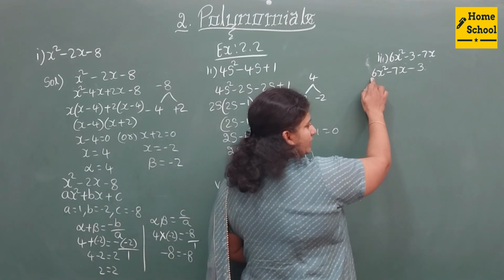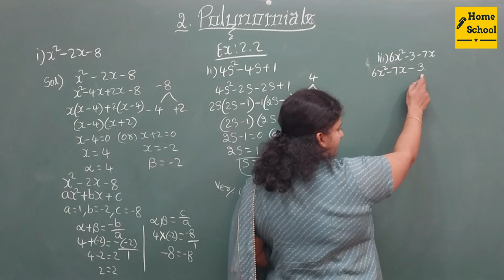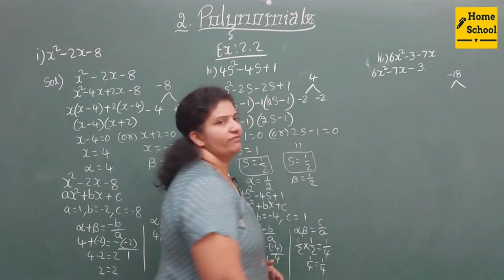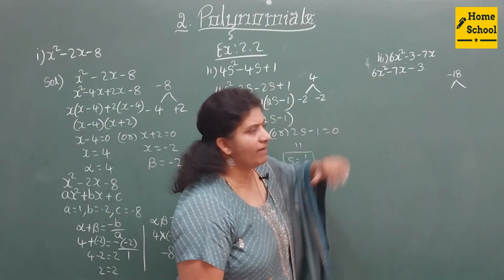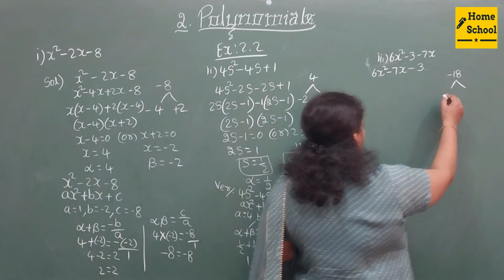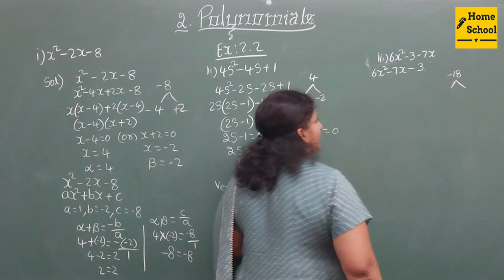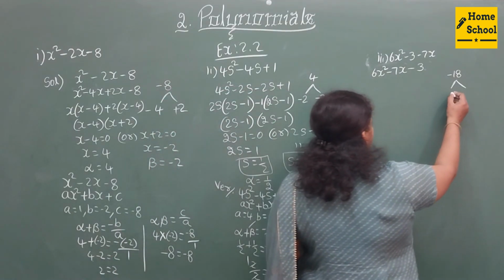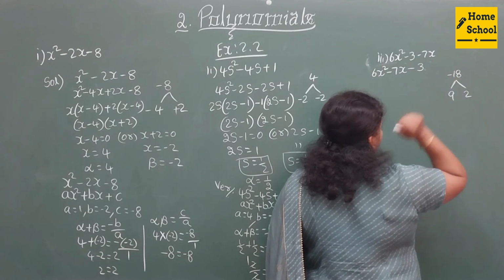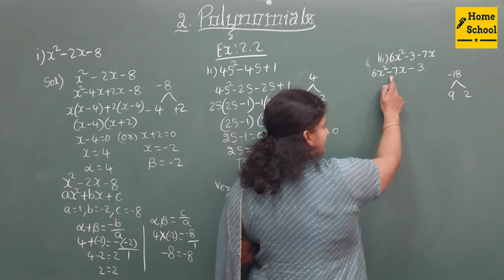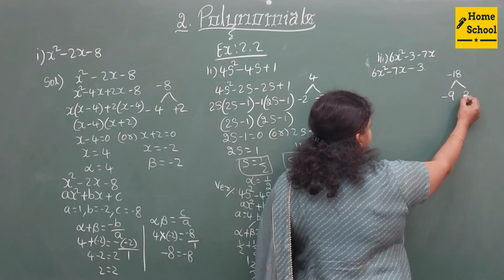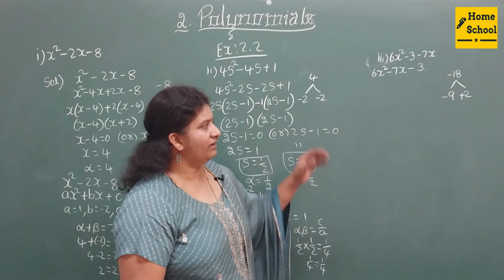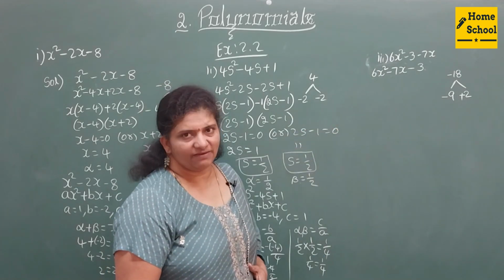Now start. What number do you have? 6 into -3, that is -18. Find the factors in such a way that you get -7. So what are the factors? 6 3s are 18, but 6 plus 3 or 6 minus 3 we are not going to get. Then what are the other factors? 9 2s are 18. I should get here -7. That means -9 plus 2. Right? If you multiply, you are going to get -18. Add or subtract, you are going to get -7.